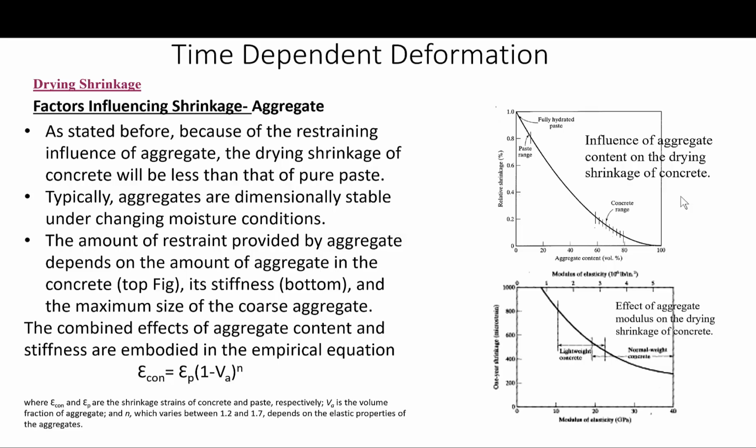Lightweight aggregates are generally dimensionally stable, but their low modulus of elasticity means that lightweight concretes can be expected to have higher shrinkage than normal weight concrete. Okay, so they are dimensionally stable in general, but the shrinkage will be higher.